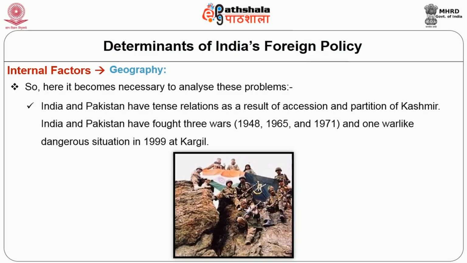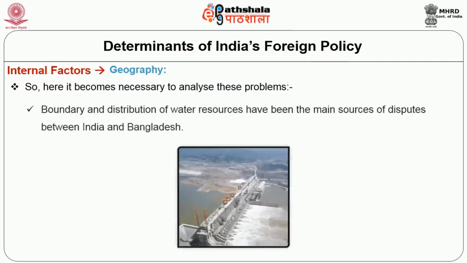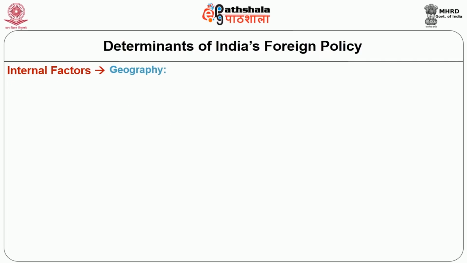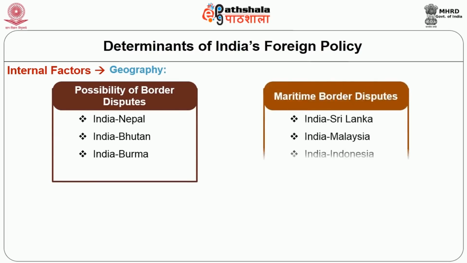Since their birth, India and Pakistan have had tense relations as a result of the accession and partition of Kashmir. India and Pakistan have fought three wars and one warlike dangerous situation in 1999 at Kargil. Also, the India-China border has always been a source of dispute and finally resulted in the India-China war in 1962. Boundary and distribution of water resources have been the main sources of disputes between India and Bangladesh. Apart from the above three borders, we cannot deny the possibility of border disputes in future between India-Nepal, India-Bhutan, India-Burma, and maritime border disputes between India-Sri Lanka, India-Malaysia, and India-Indonesia, etc.